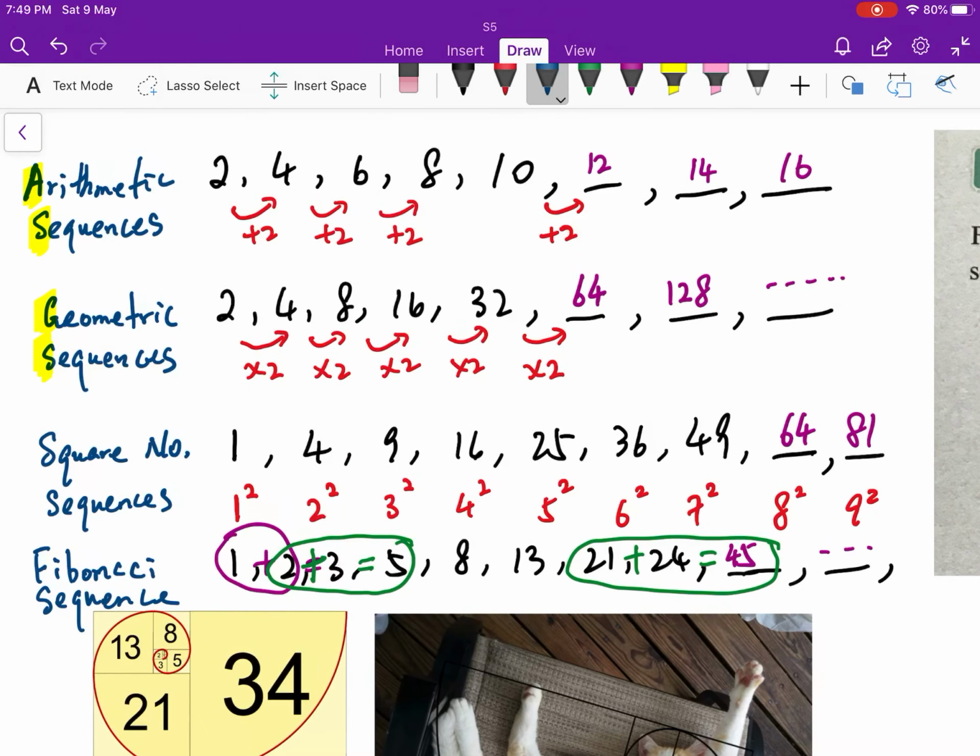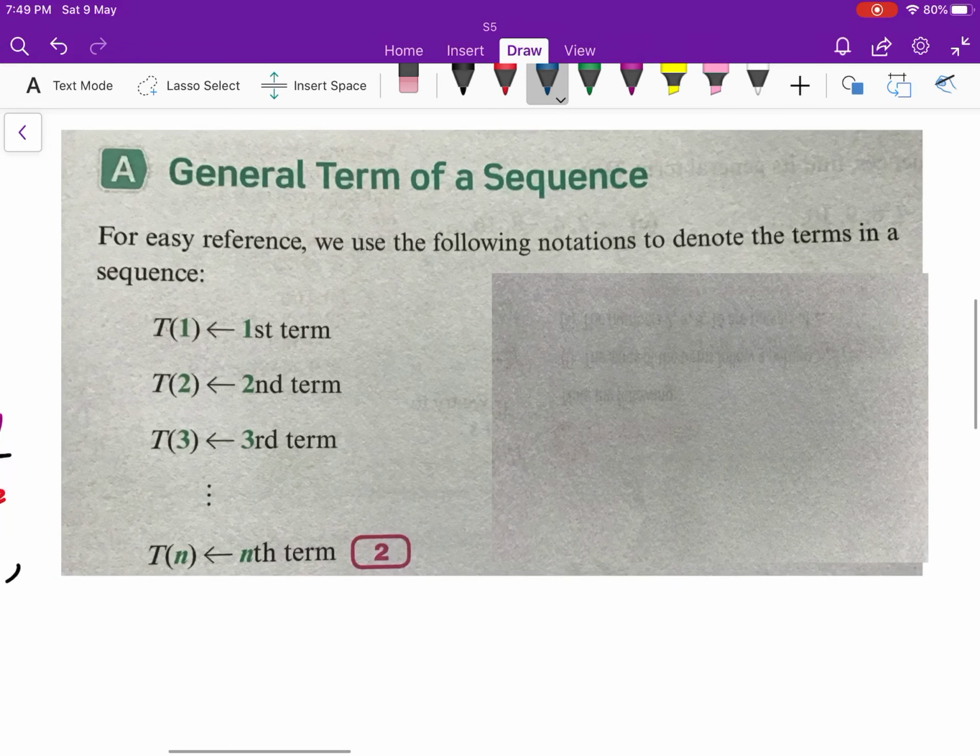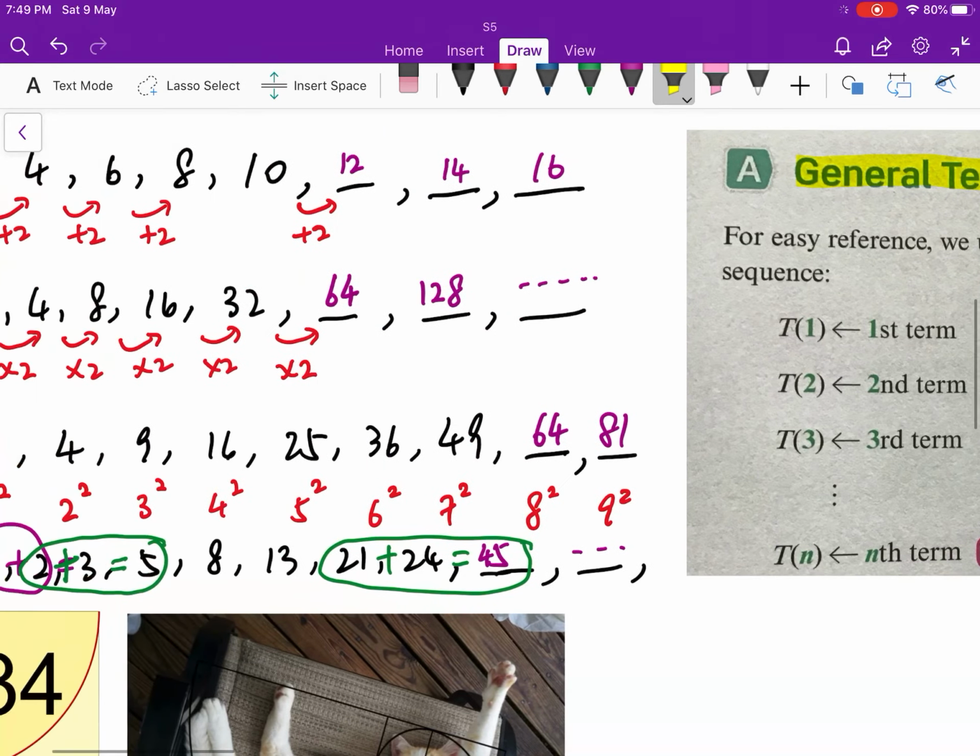Now let's start today's session 1.1 first. In this session 1.1 we divide into two parts, A part and B part. B part we will introduce tomorrow. Today we just need to focus on the A part, the general term of a sequence. So first of all, you need to understand what is meant by general term. Let's take this example.